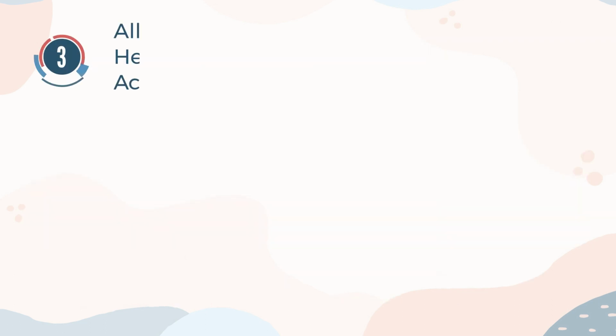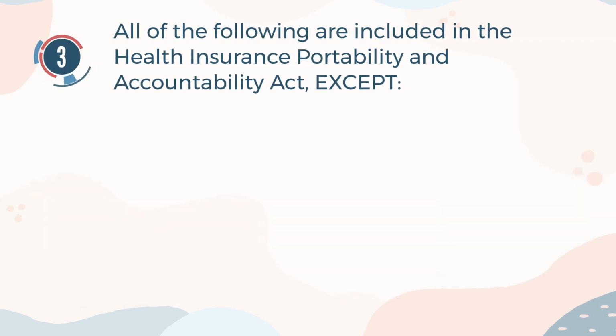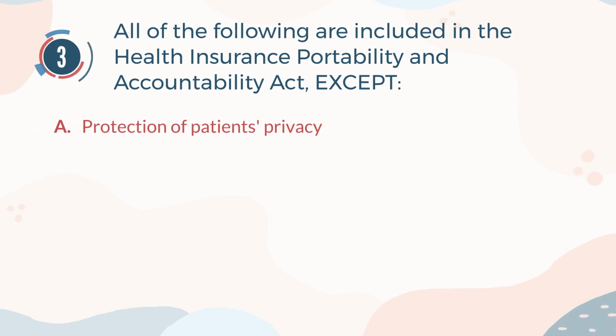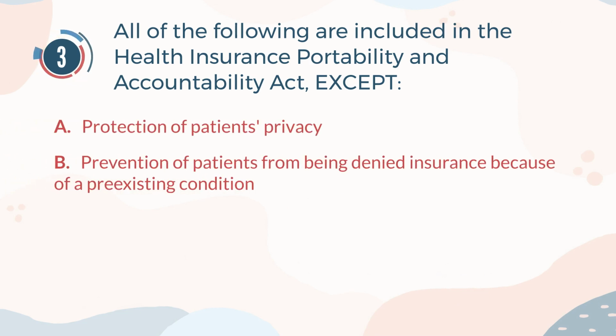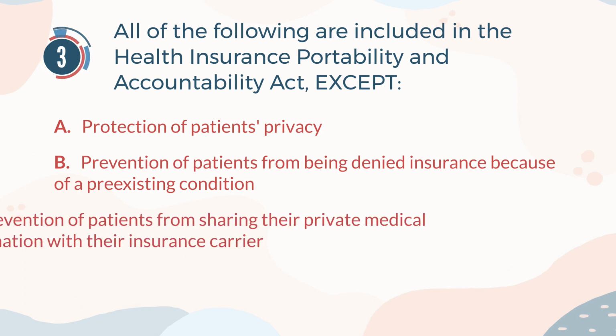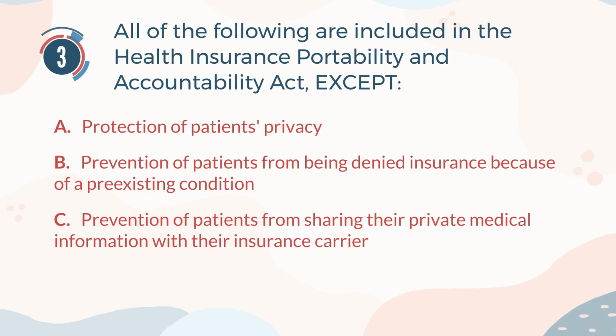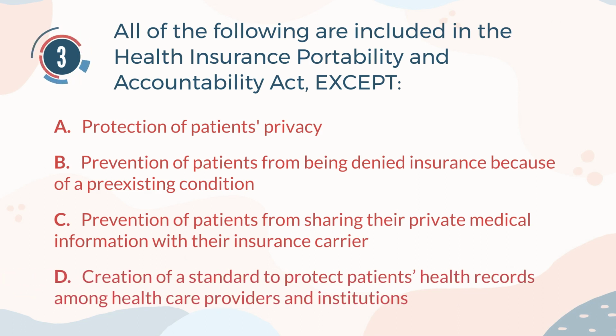Number 3. All of the following are included in the Health Insurance Portability and Accountability Act, except A. Protection of patients' privacy. B. Prevention of patients from being denied insurance because of a pre-existing condition. C. Prevention of patients from sharing their private medical information with their insurance carrier. D. Creation of a standard to protect patients' health records among healthcare providers and institutions.